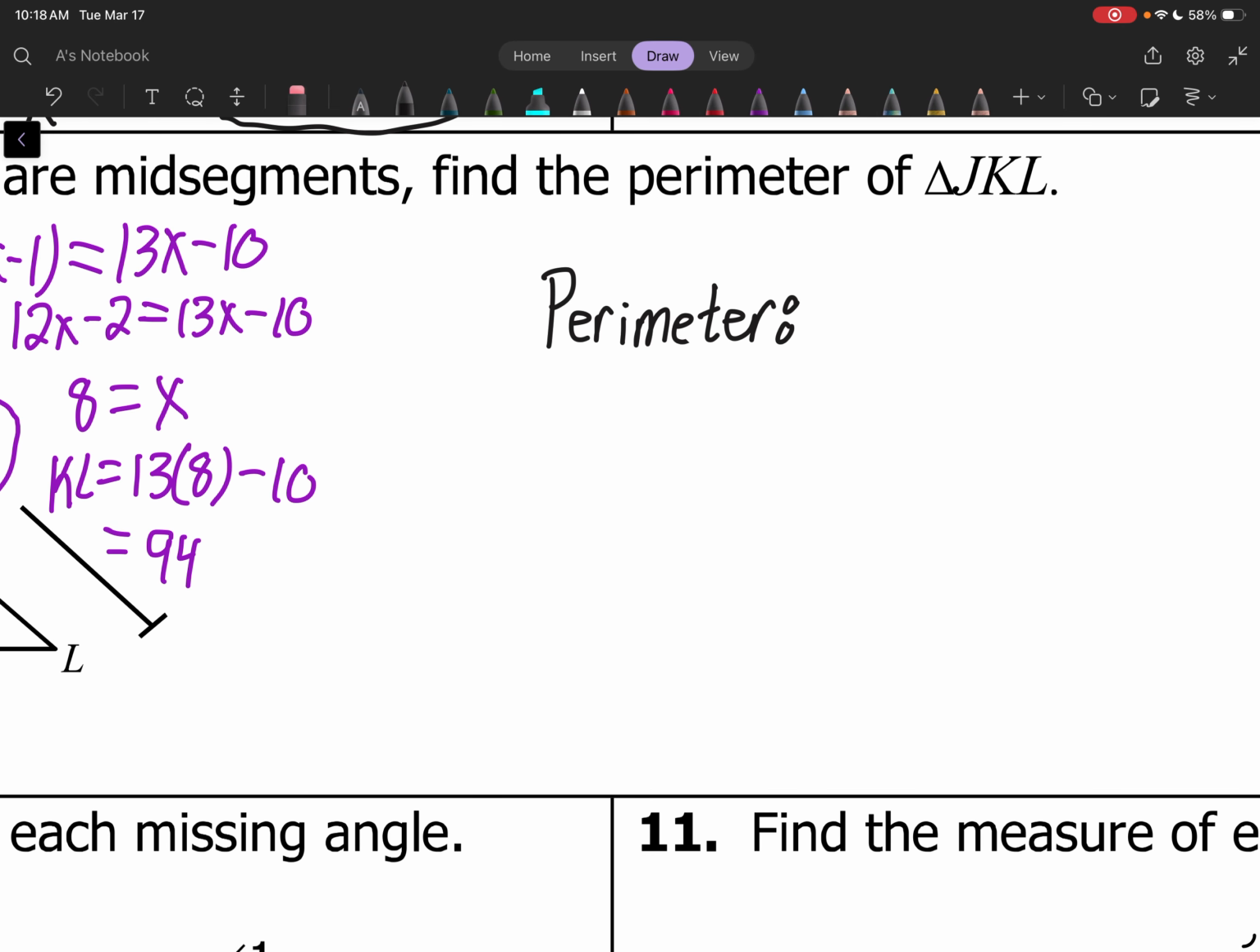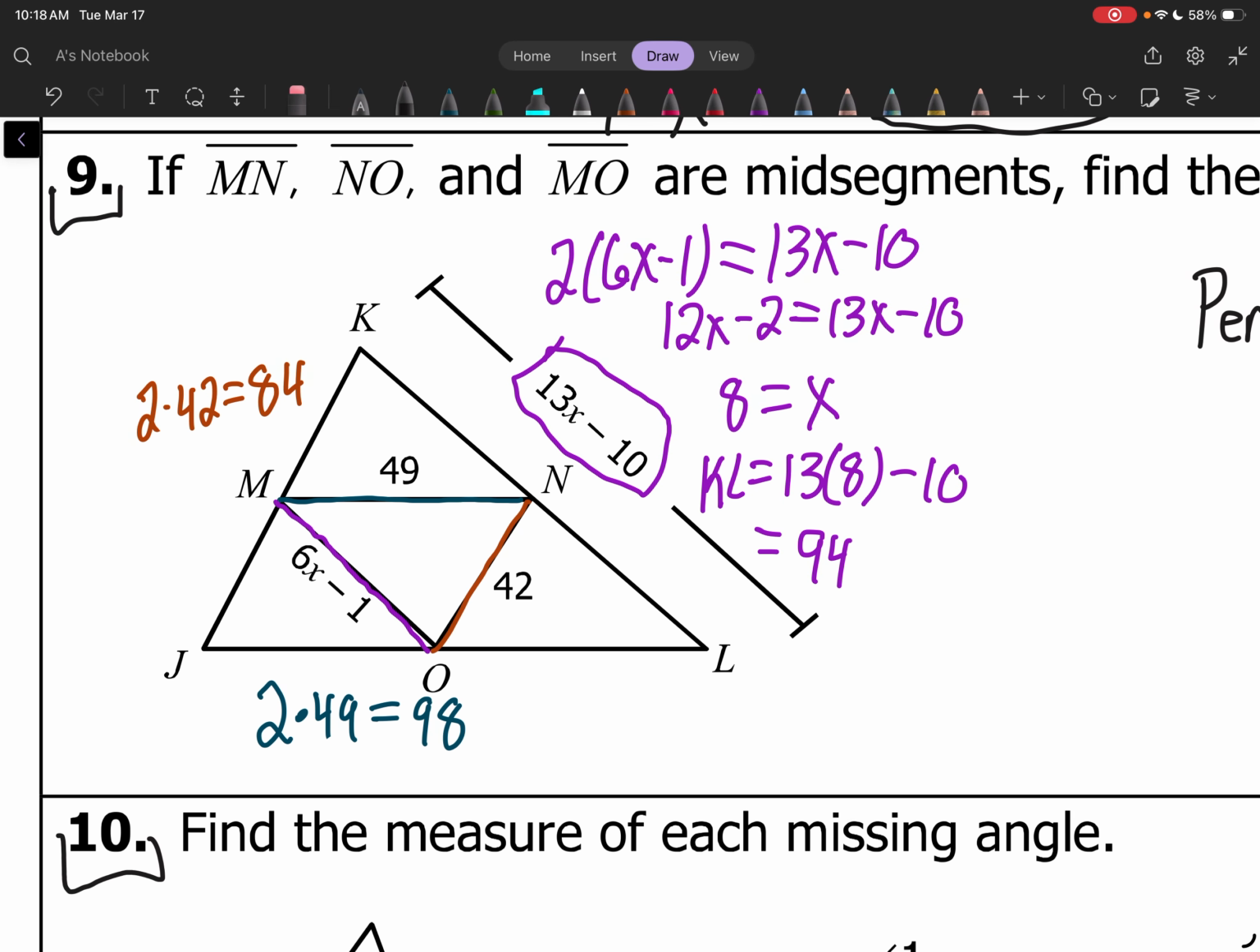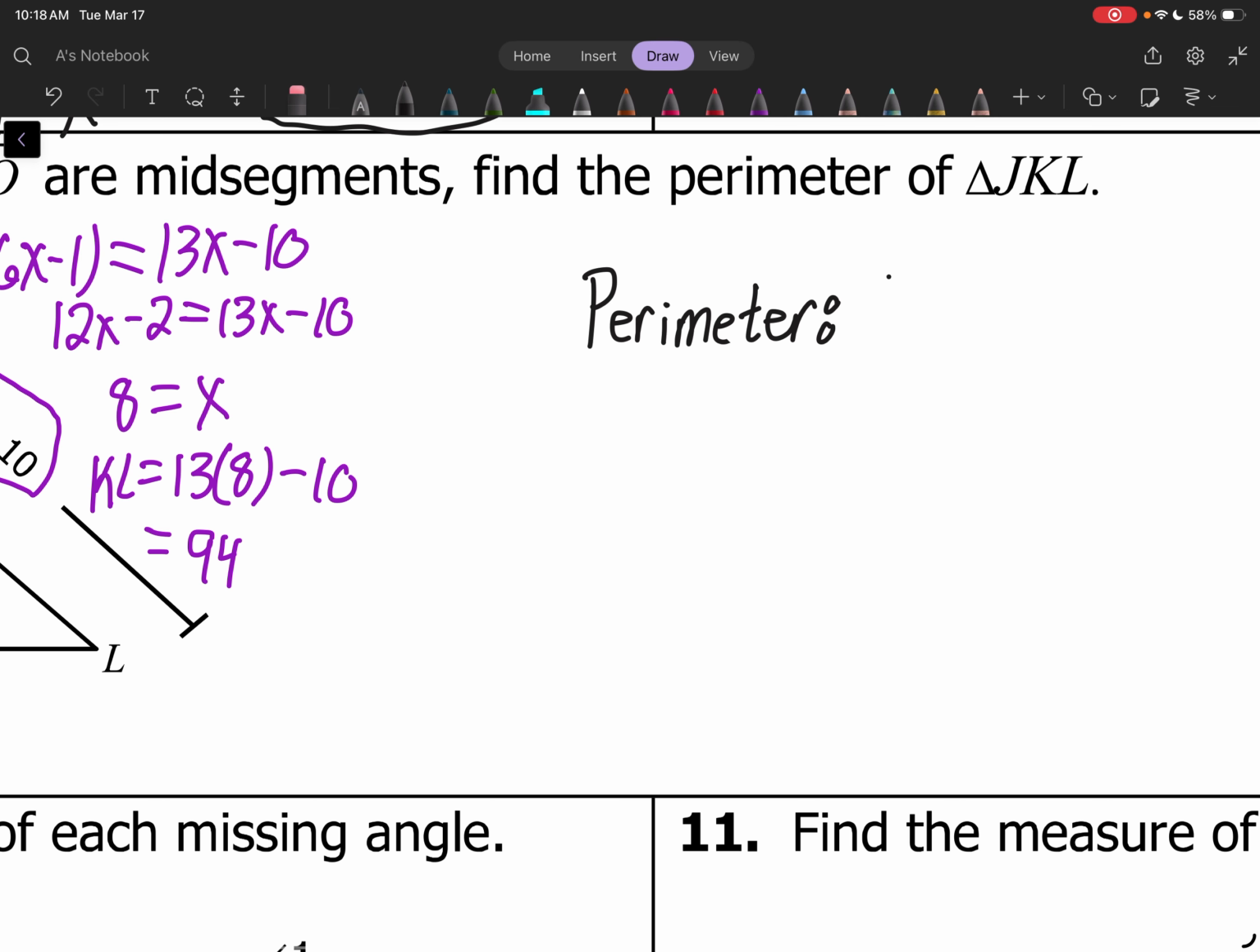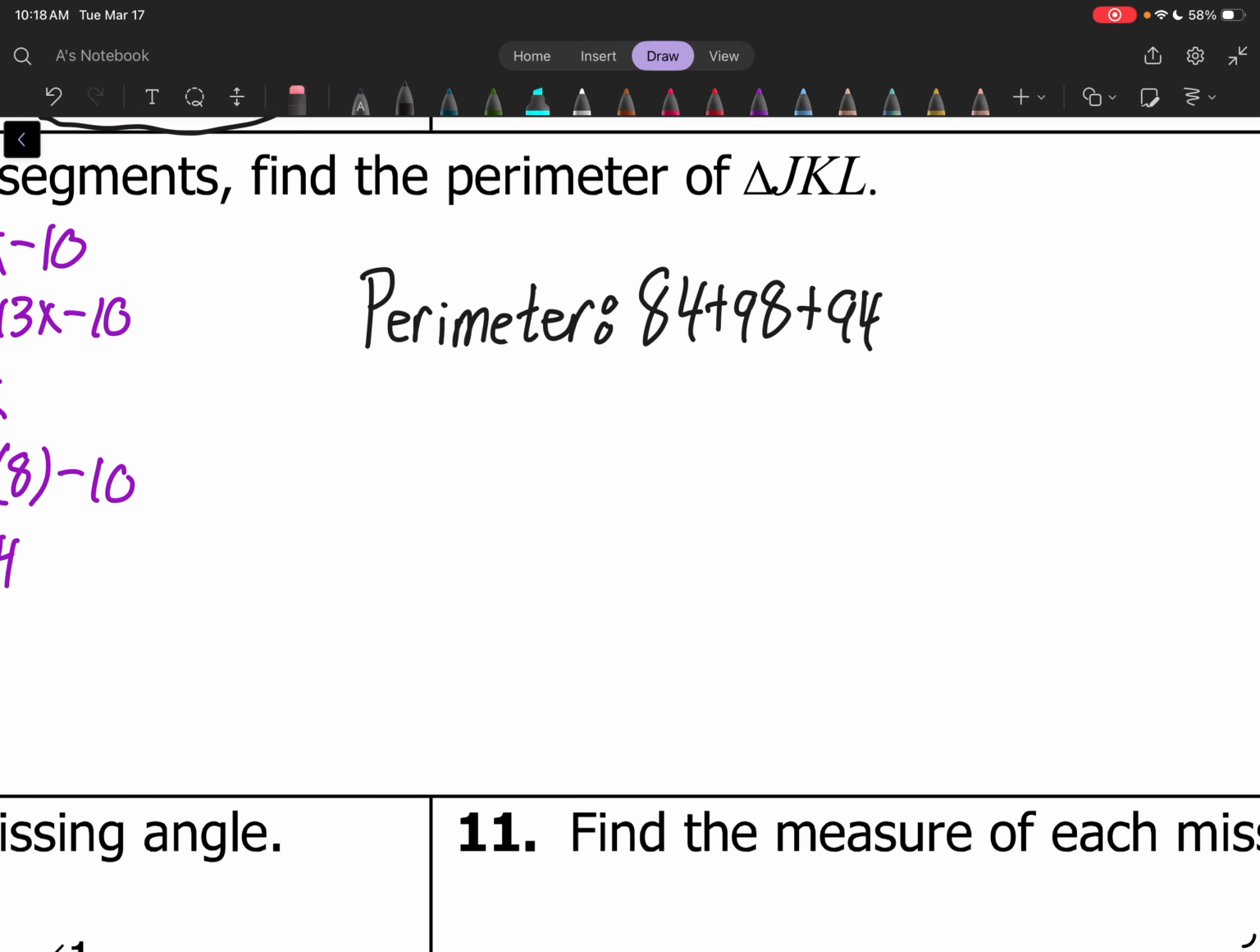My perimeter is going to be the sum of the outside lengths, so 84 plus 98 plus 94. $276 is my perimeter.